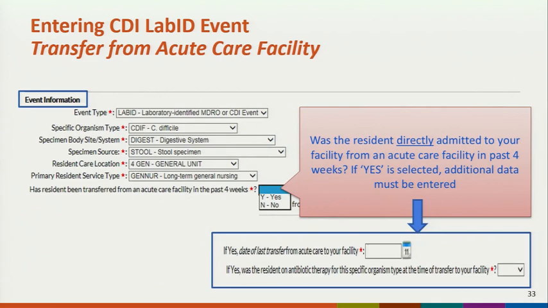For the next question, enter yes if the resident has been an inpatient of an acute care facility and was directly admitted to your long-term care facility in the past 4 weeks. Otherwise, select no. If you select yes, then 2 additional questions will populate: the date of last transfer from the acute care facility to your facility, and was the resident on antibiotic therapy for this specific organism at the time of transfer to your facility? Yes or no?